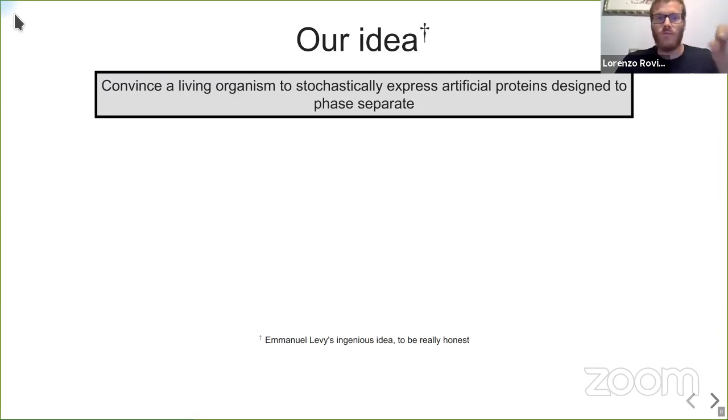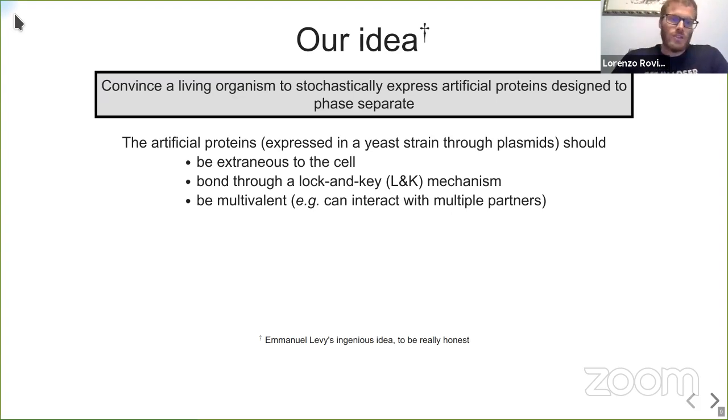Of course, the convincing part is a hard bit if you're an experimentalist, but I'm not, so for me, that's just a word. These artificial proteins are going to be expressed in a yeast strain, so you'll see some pictures of yeast cells. Since they are artificial, they are extraneous to the cell. So they are not optimized. The mutual interactions between those artificial proteins and the other natural proteins have not been optimized by nature.